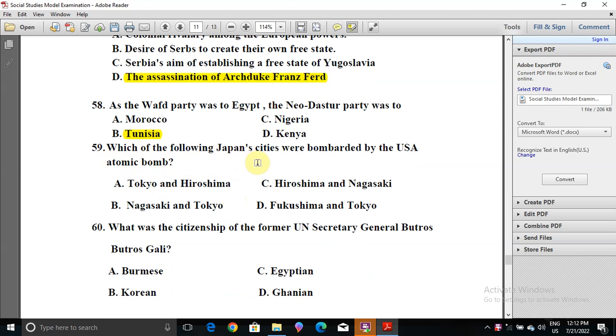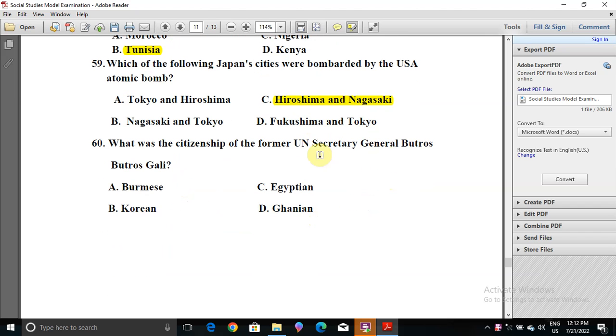Which of the following Japan's cities were bombarded by the USA atomic bomb? It will be Tokyo and Hiroshima, no. Nagasaki and Tokyo, no. Hiroshima and Nagasaki, yes. These two Japan cities was bombarded by the USA atomic bomb. And also you can get this information in textbook of grade 8 in World War II.